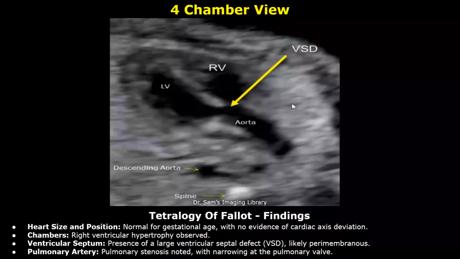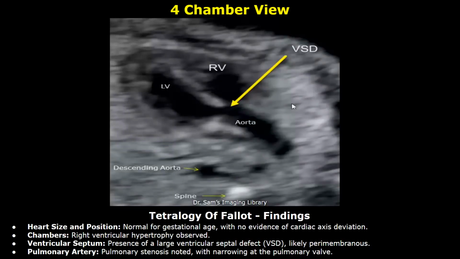Now we have a case of Tetralogy of Fallot. Findings: heart size and position normal for gestational age with no evidence of cardiac axis deviation. Chambers: right ventricular hypertrophy observed.